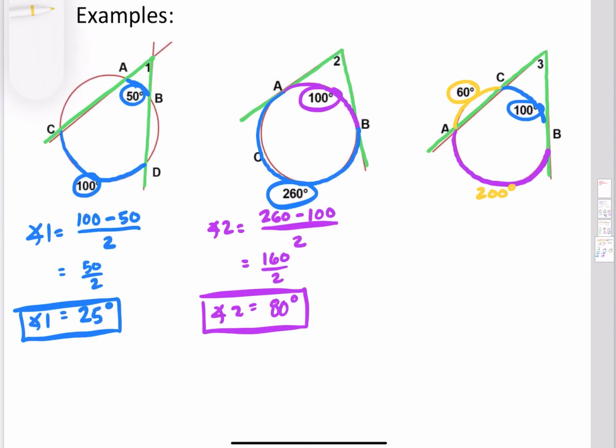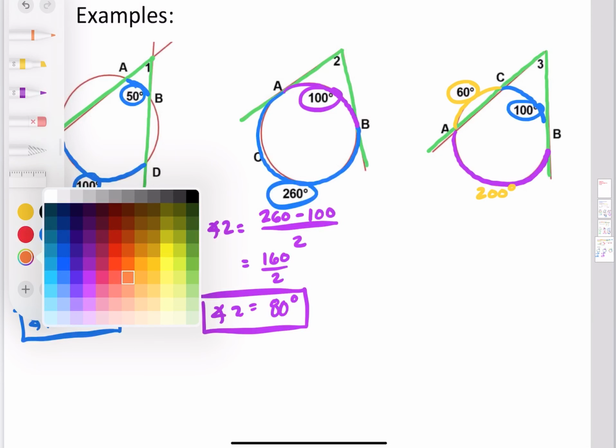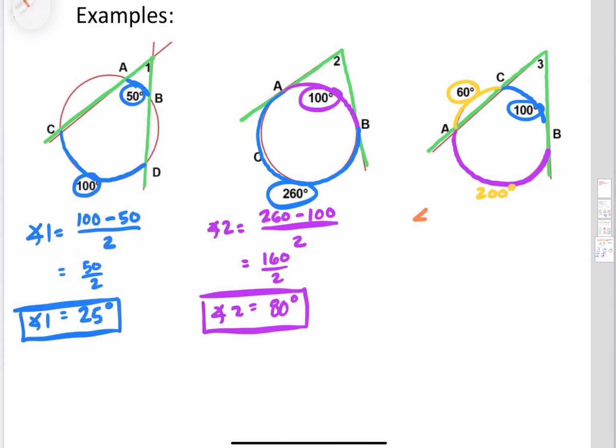So now all I got to do is to do the math. If we go ahead and look for angle 3, I take the larger arc, 200, minus the smaller arc, 100, divided by 2. Well, 200 minus 100 is 100, and 100 divided by 2 is 50. So angle 3 is equal to 50 degrees.